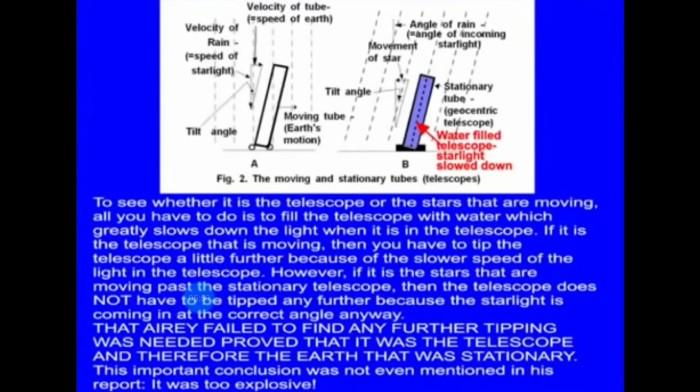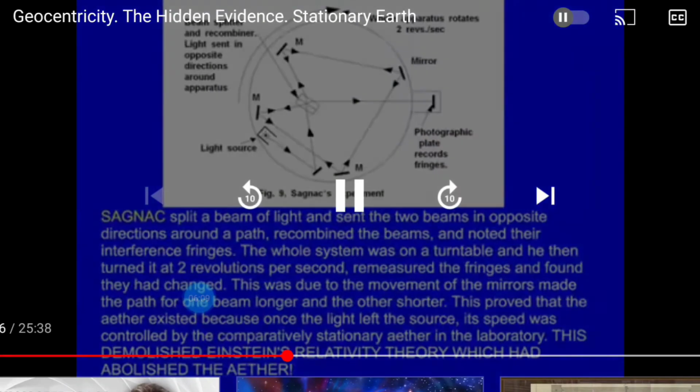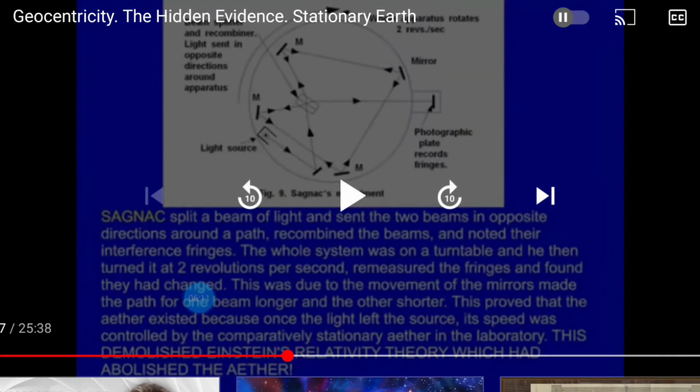That Airy failed to find any further tipping was needed proved that it was the telescope, and therefore the Earth, that was stationary. This important conclusion was not even mentioned in his report. It was too explosive. That's fishy right on its face that he didn't report that. That's fishy right on its face, people.